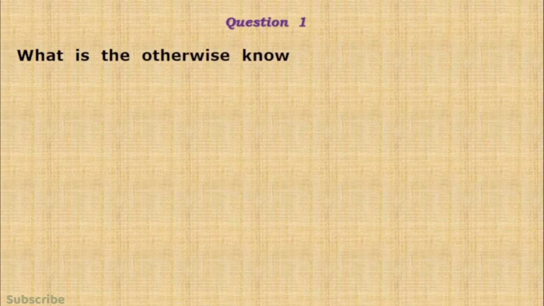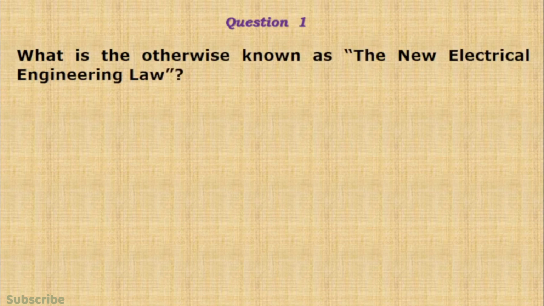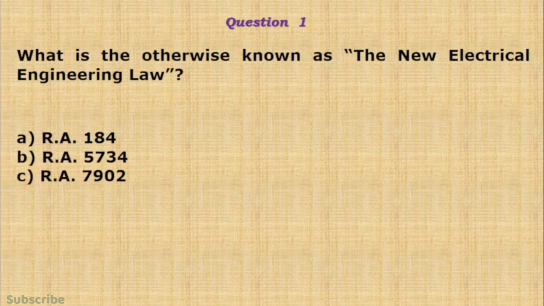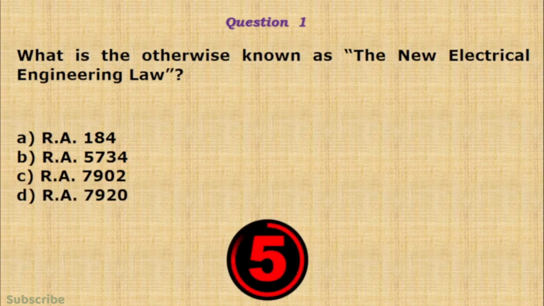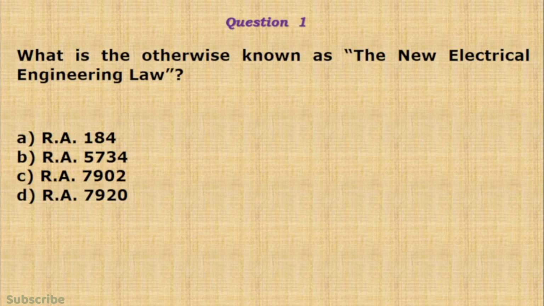Question number 1. What is otherwise known as the new electrical engineering law? A. RA 184. B. RA 5734. C. RA 7902. D. RA 7920. The correct answer is letter D, RA 7920.